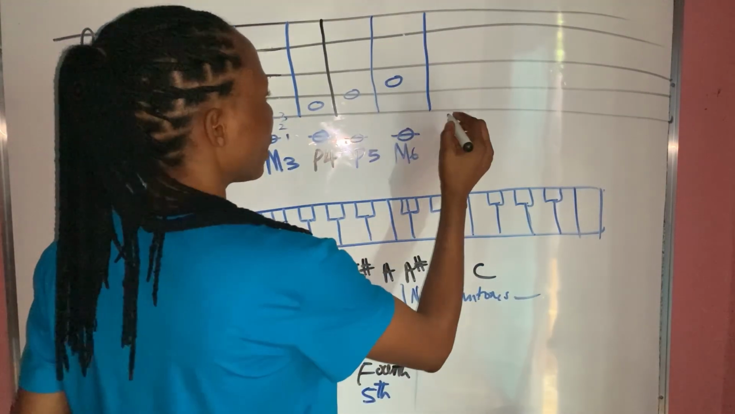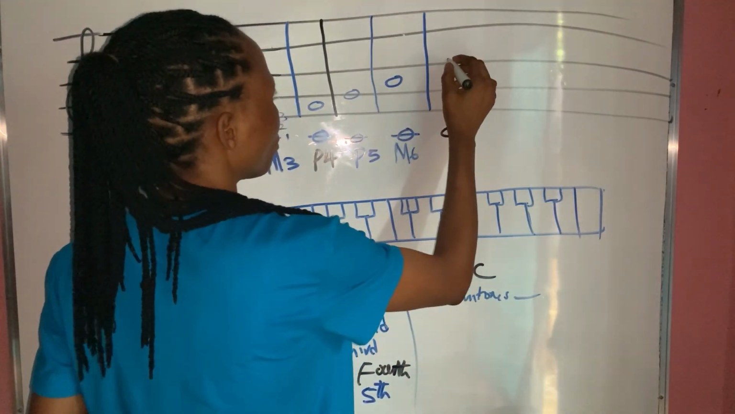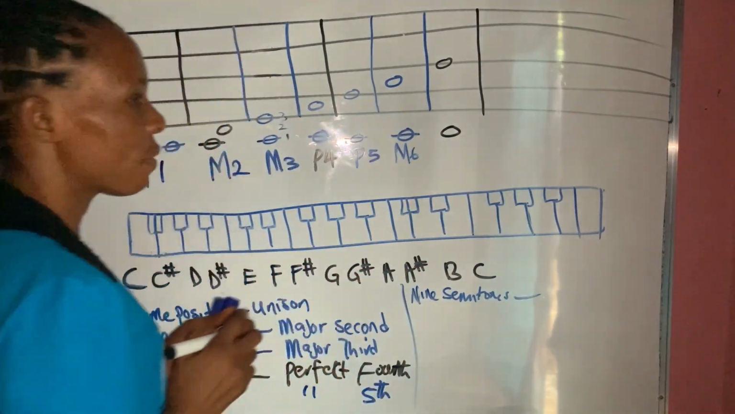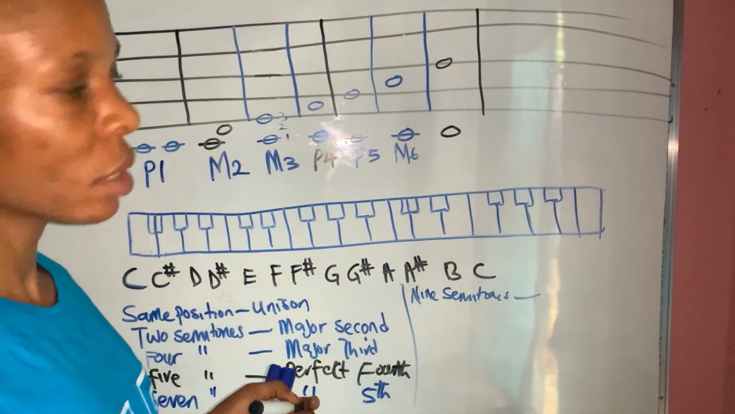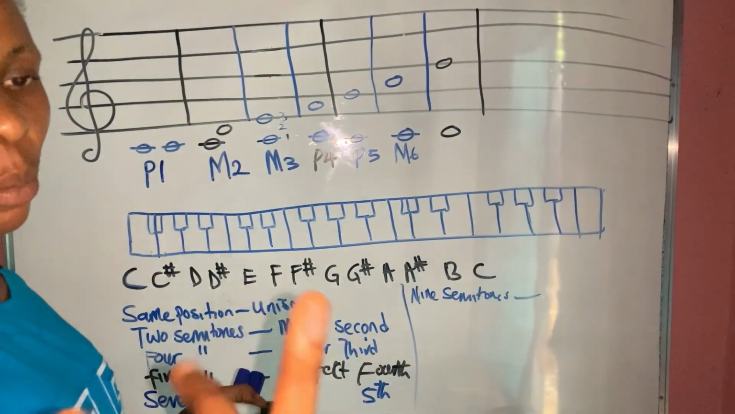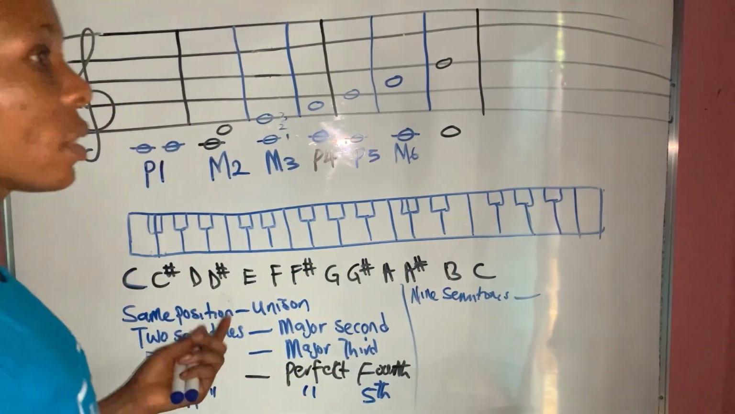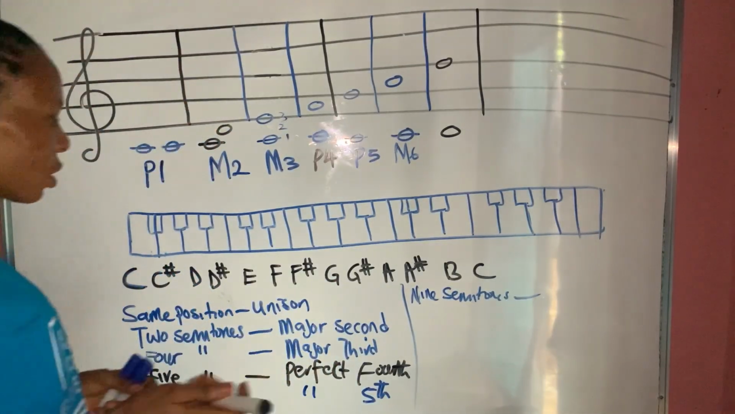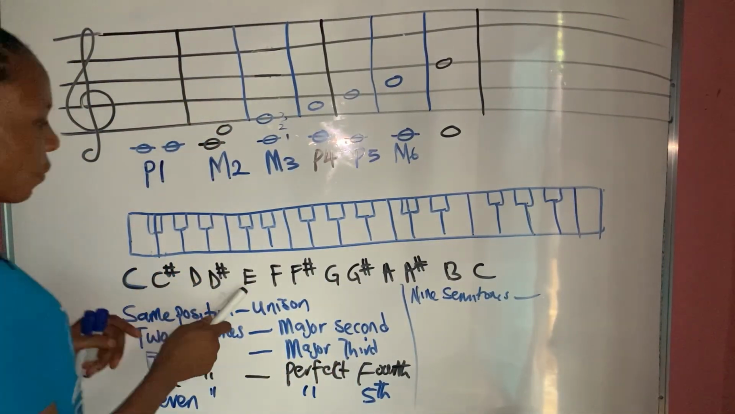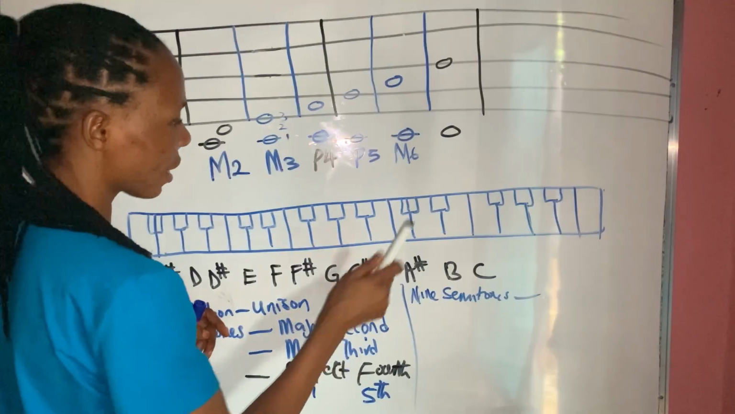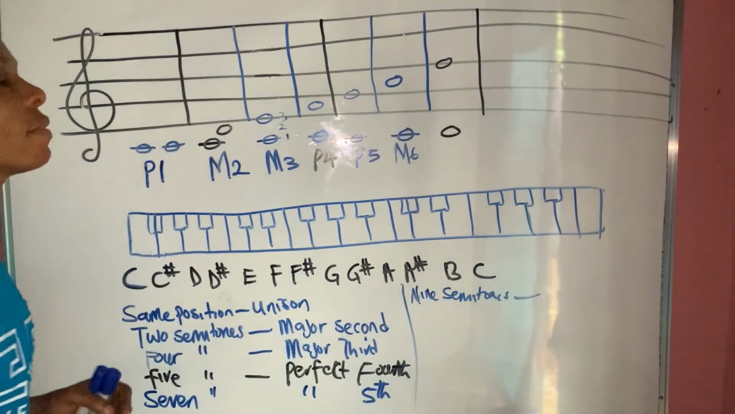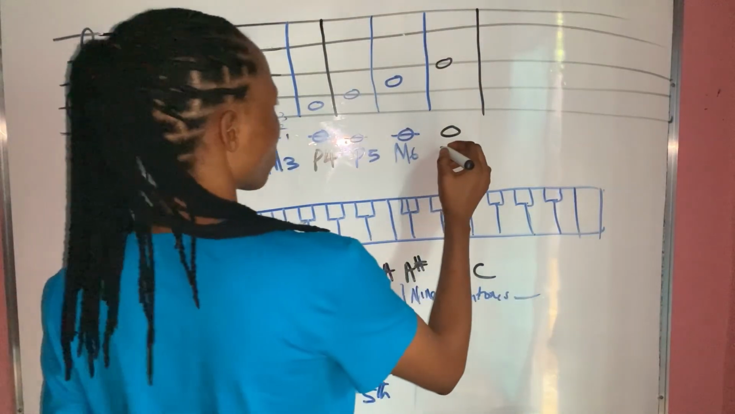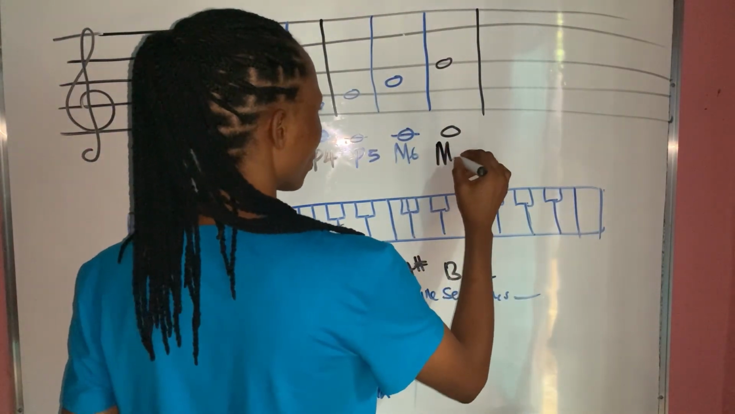Okay, then C to B. C to B. How many semitones? Okay, first of all, what is the quantity? C, D, E, F, G, A, B. 7 is the seventh. So what's the size of the 7? Is it a major? So let's see how many semitones are involved. C to B. 1, 2, 3, 4, 5, 6, 7, 8, 9, 10, 11 semitones are involved. So this will give us a major 7.